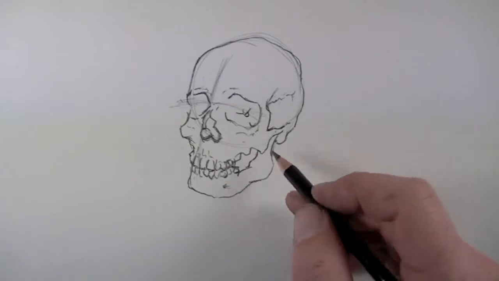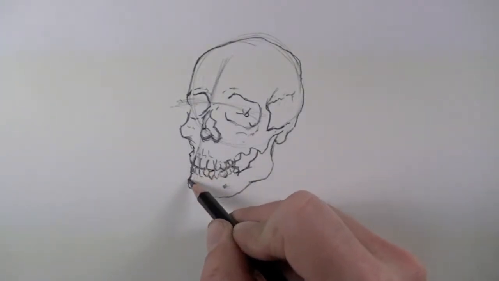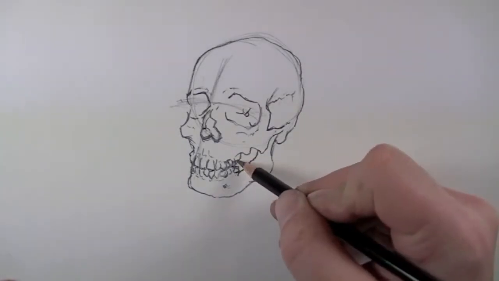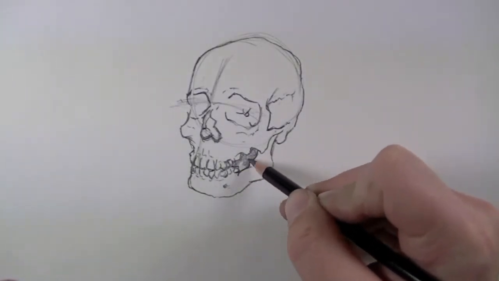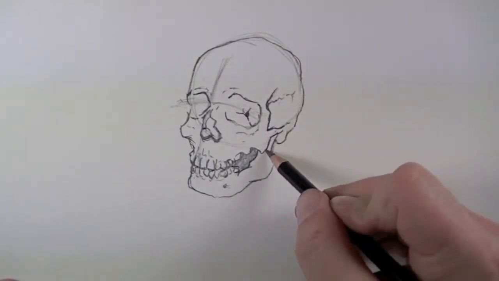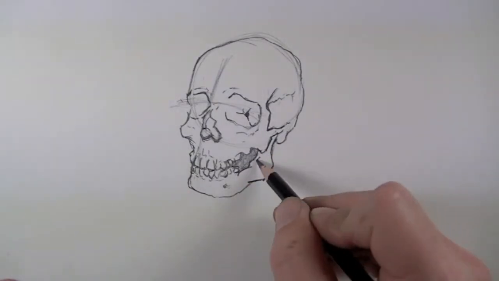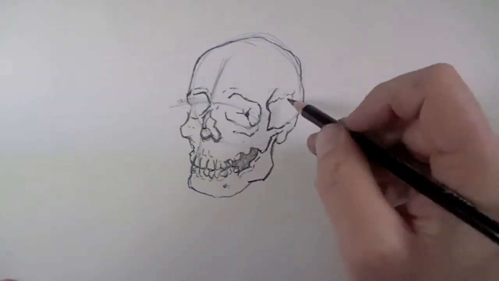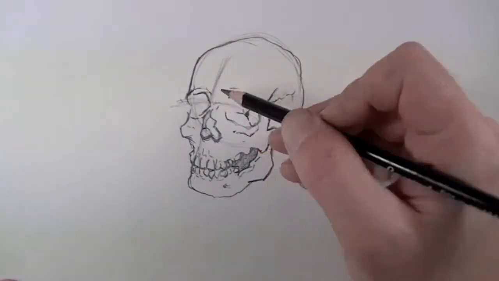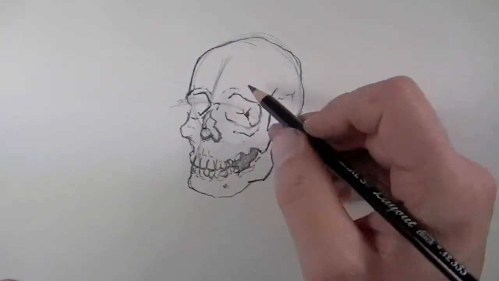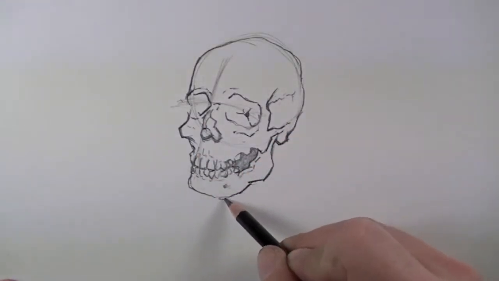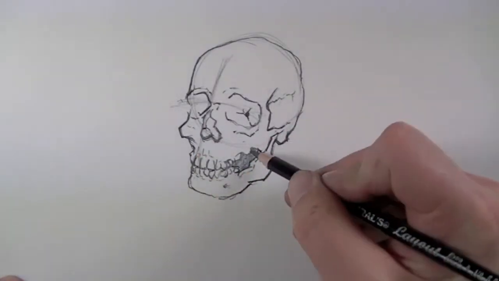We'll put a little detail down here of a sinus cavity. And then we'll just continue to work a few minor details here and there. We can start to think about the light source a little bit and put a little shadow in between the top of the skull and the lower jaw. And we can go back and start to enhance some of the line quality, making some of the lines a little bit thicker. That'll help, again, to create the illusion of form. You don't want to do this everywhere, just in a few places.